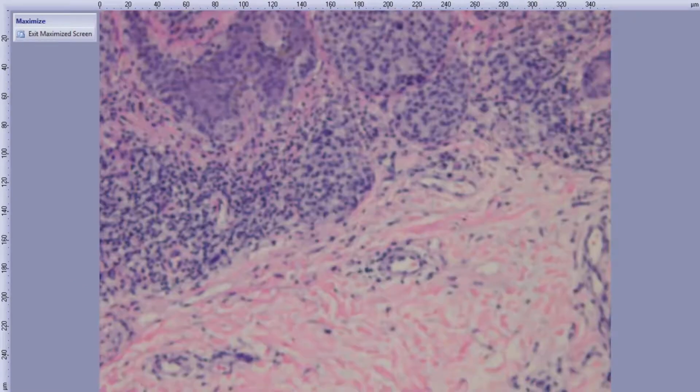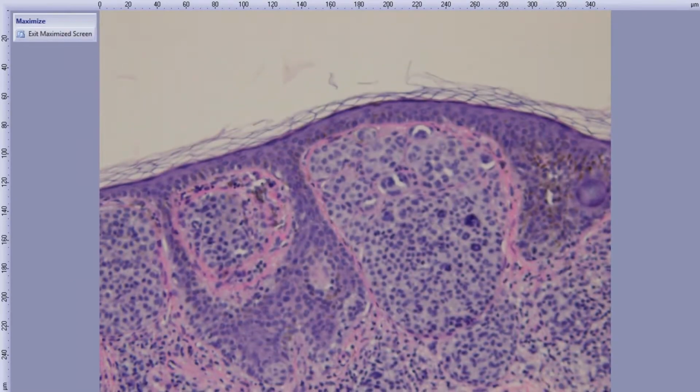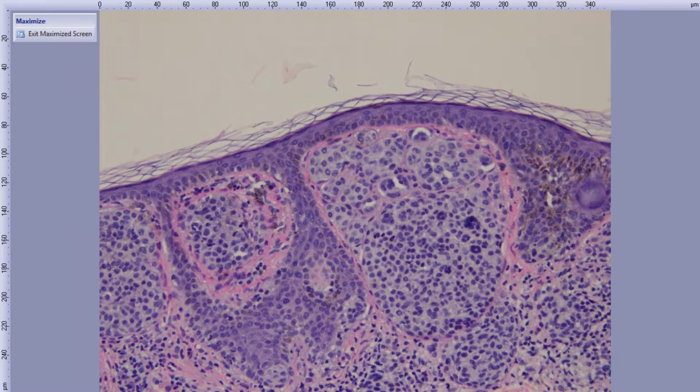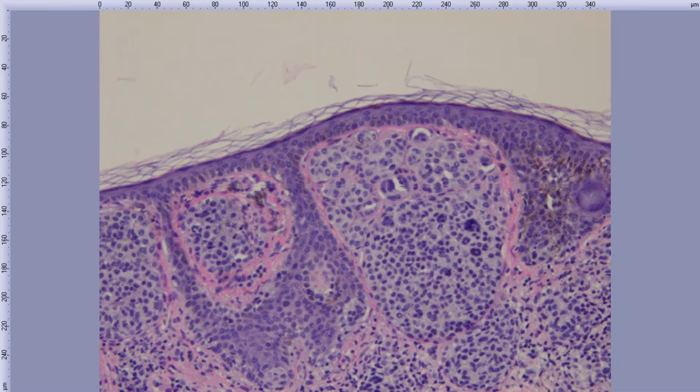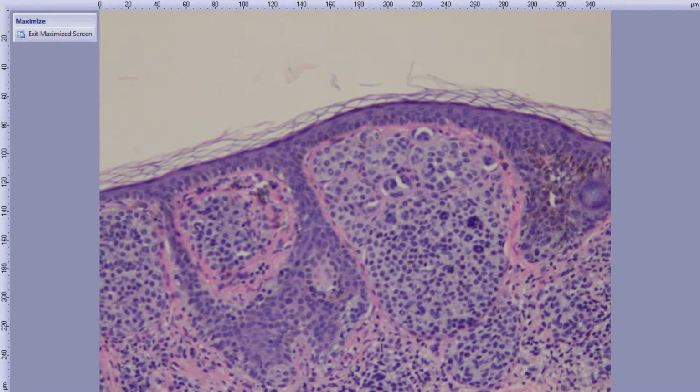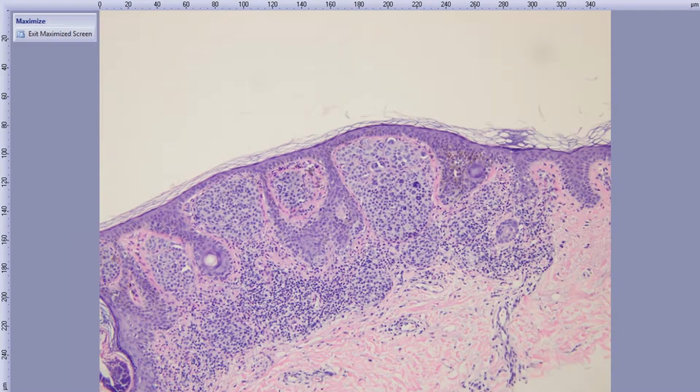So this is number 1. Anyone on this one? Nobody? We were just discussing over here about a halo nevus. Yeah, that's right. Yep. And that's what that is.